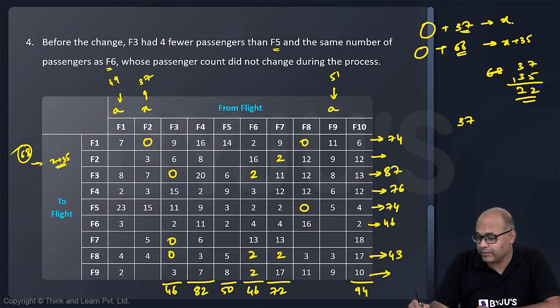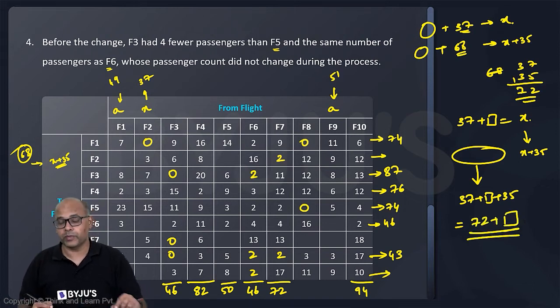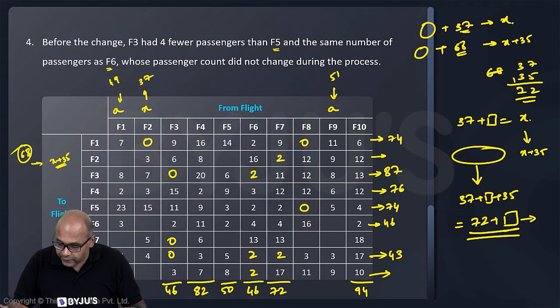So 37 plus something will give you x, right? And we have x plus 35 next, which means this value, whatever we get here, should be 37 plus something plus 35. So this should be 72 plus something, correct? So it should be 72 plus something, which should be your F2 after.